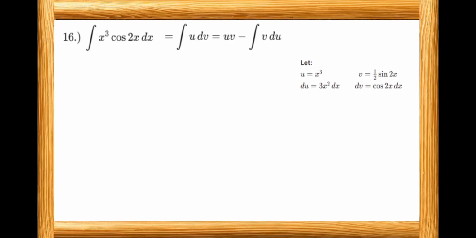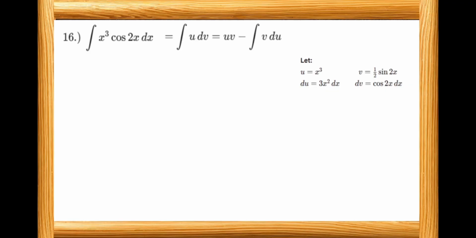In the next problem, we have the integral of x cubed times cosine of 2x dx. In step 1, we need to identify the method and primary formula. Since we are multiplying an algebraic term and a trigonometric term, we use integration by parts. The formula for integration by parts is the integral of u dv equals uv minus the integral of v du.